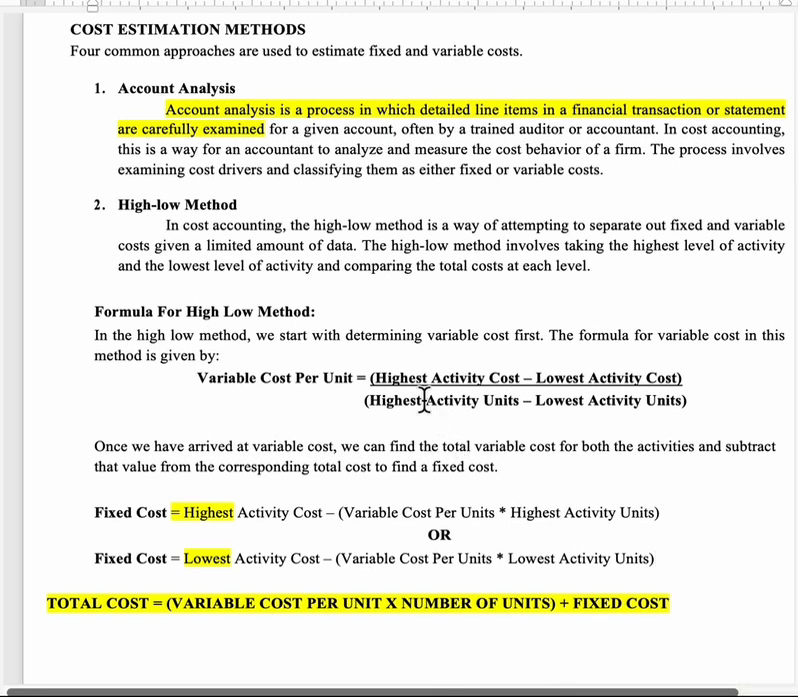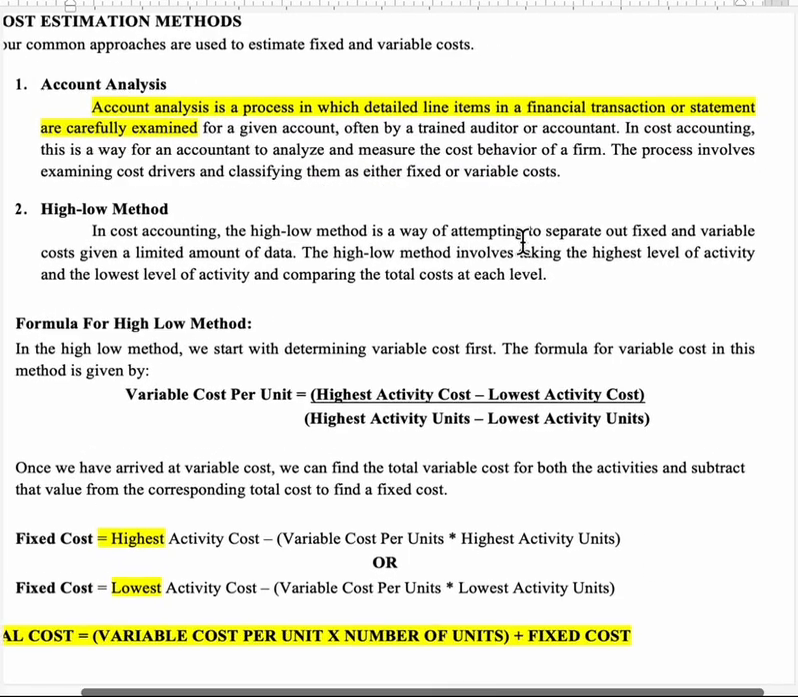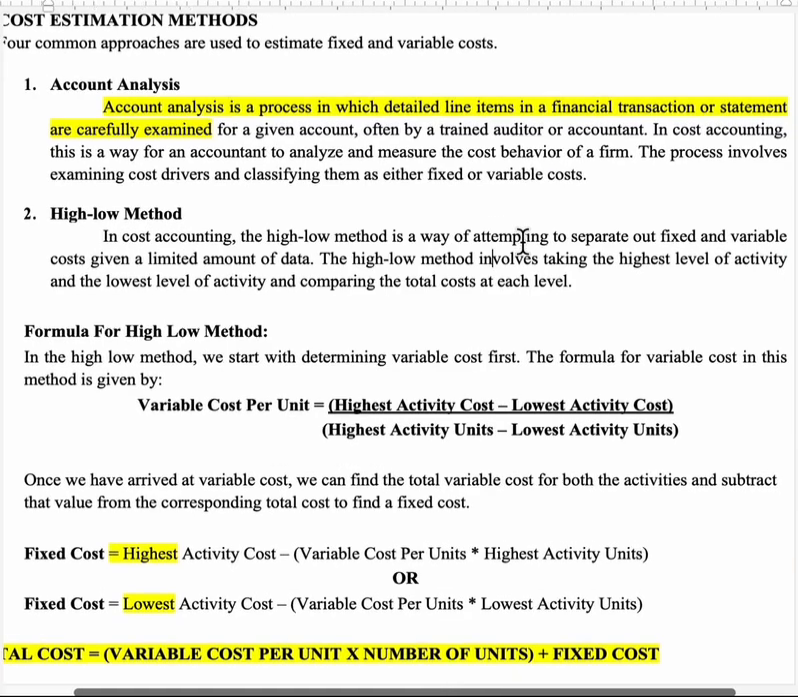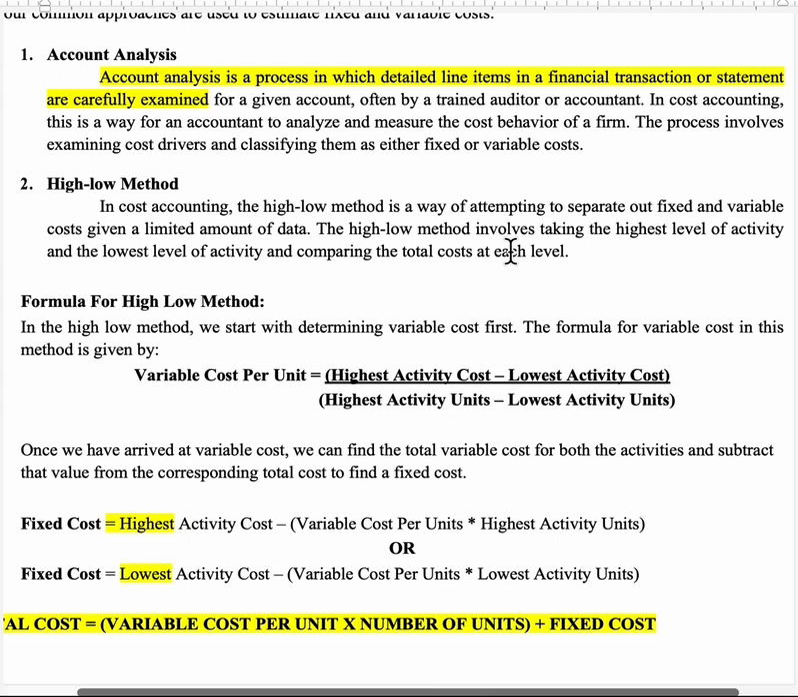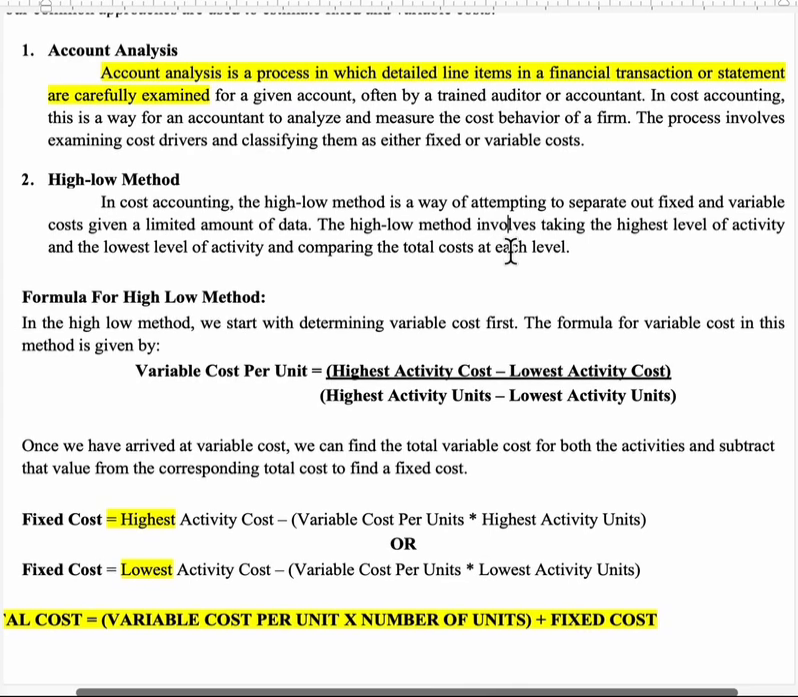First, account analysis, wherein all transactions, all processes, and detailed line items of the financial statements are carefully examined. In cost accounting, this is a way for an accountant to analyze and measure the cost behavior of a firm. The process involves examining cost drivers and classifying them either as fixed or as variable costs. So, that's account analysis. Second is the high-low method.